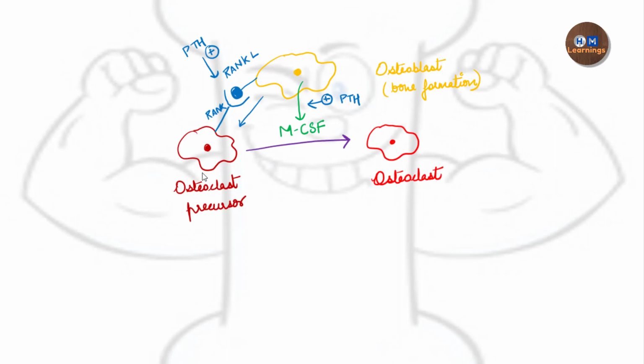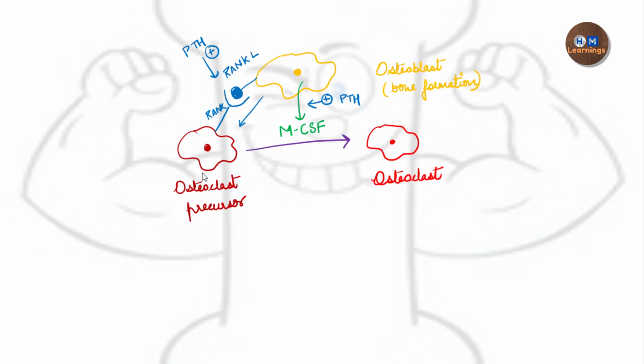Okay, so the osteoblast secretes MCSF, as well as expressing the RANK ligand, which will bind to the RANK receptor present on the osteoclast precursor, and both of these will lead to the differentiation of osteoclast precursors to form an osteoclast. So by these mechanisms, the parathyroid hormone is acting on the osteoclast indirectly, causing bone resorption.